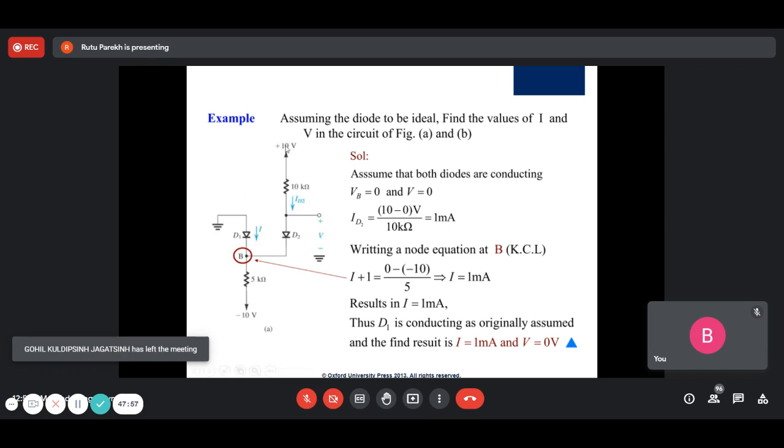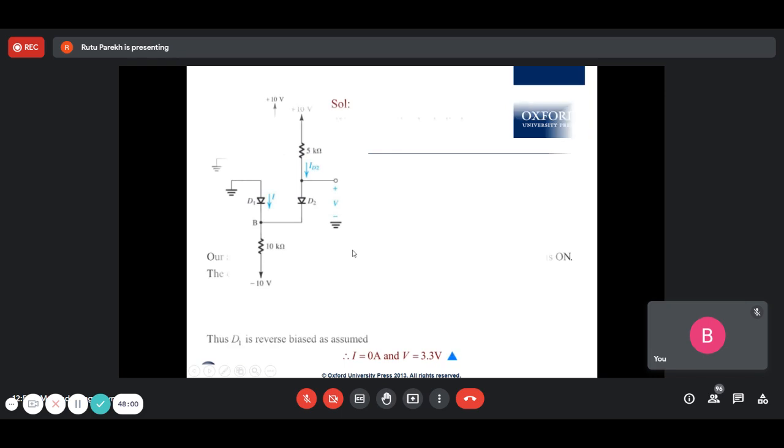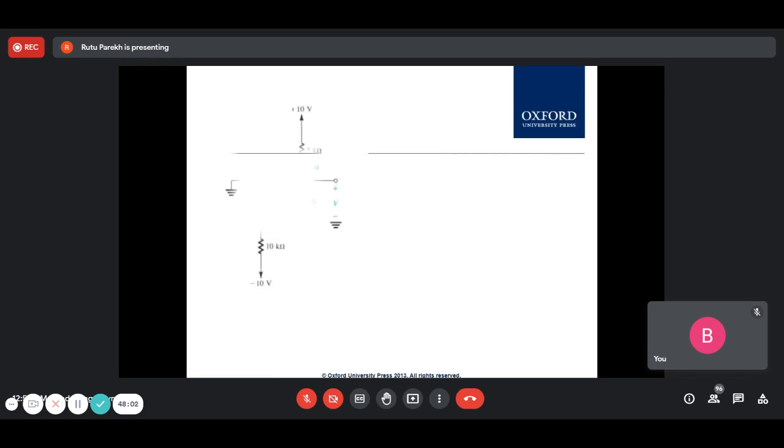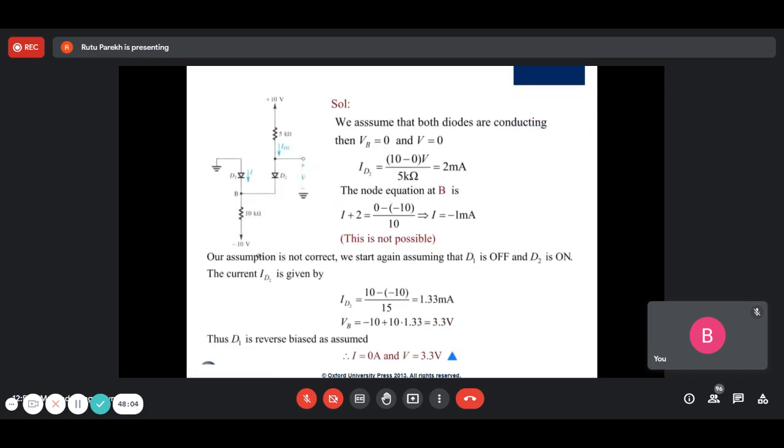Yeah, so this is another example. This is not possible, right? So D1 is off and D2 is on. In that case, this is off, this is not there. And this is your ID2.